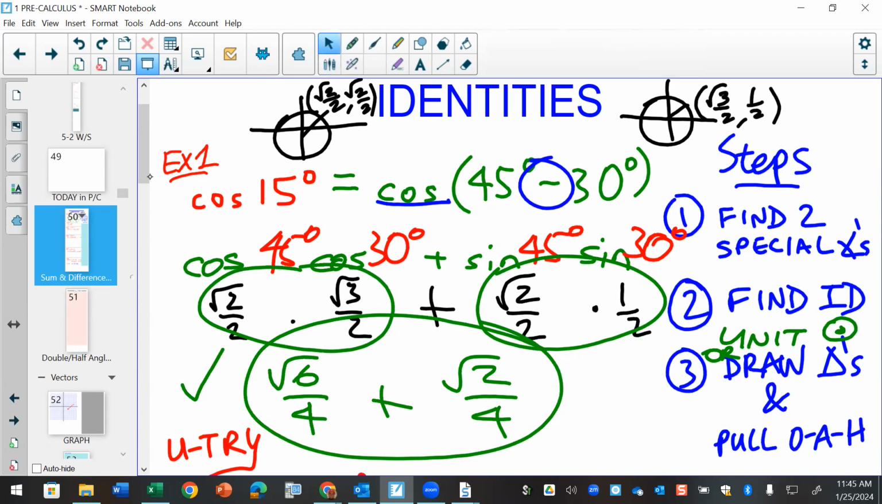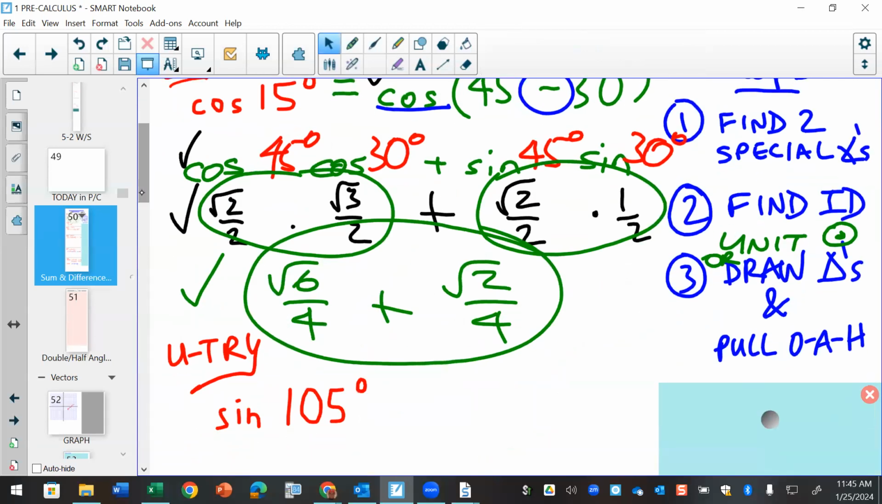Now, you know what's next. I'll give you a try, basically go through those 3 steps, figure out 2 special angles that give you the non-special angle. Go find the identity, fill it in. Have a step 1, step 2. Then you pull these answers off your circle or triangle. And then simplify. Here we go. You try.